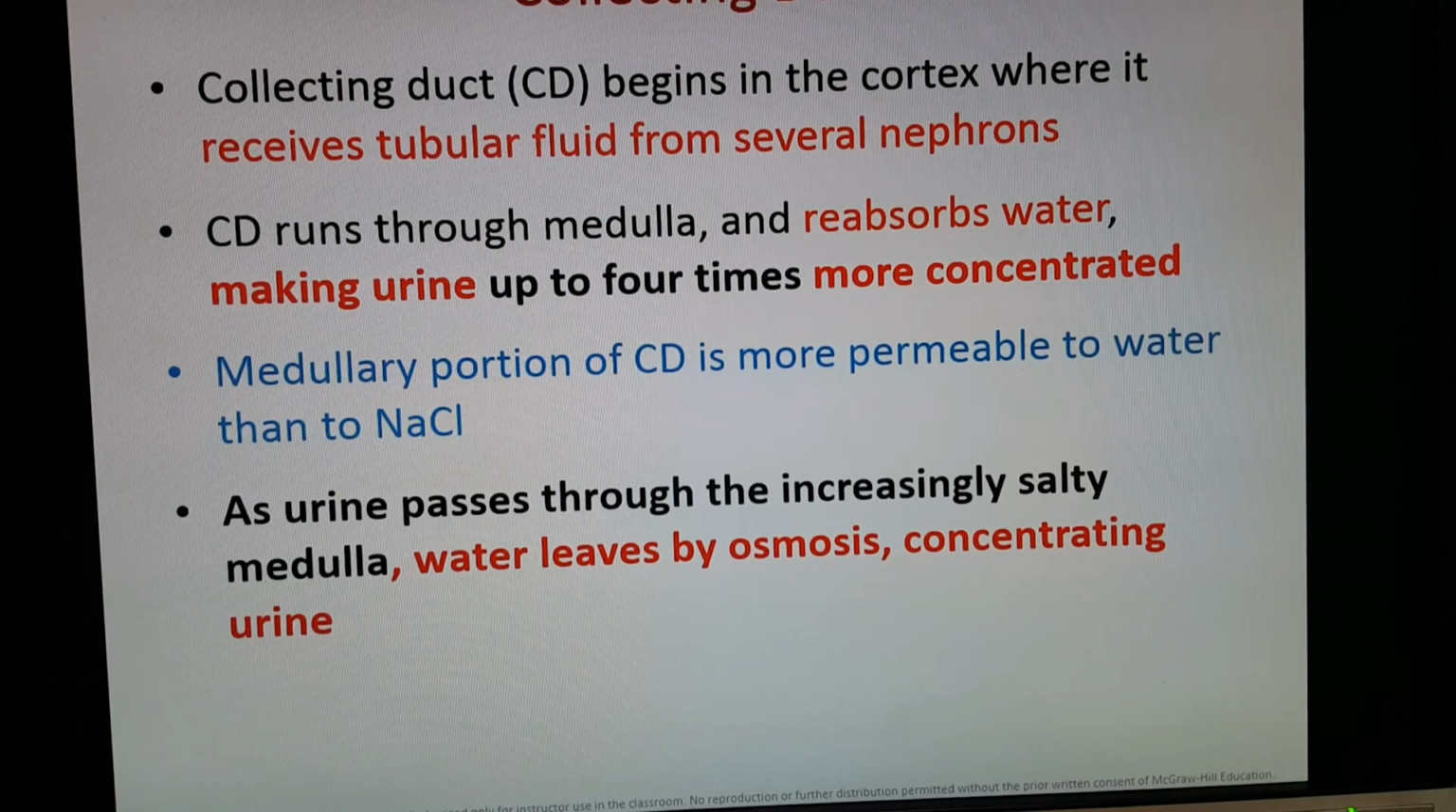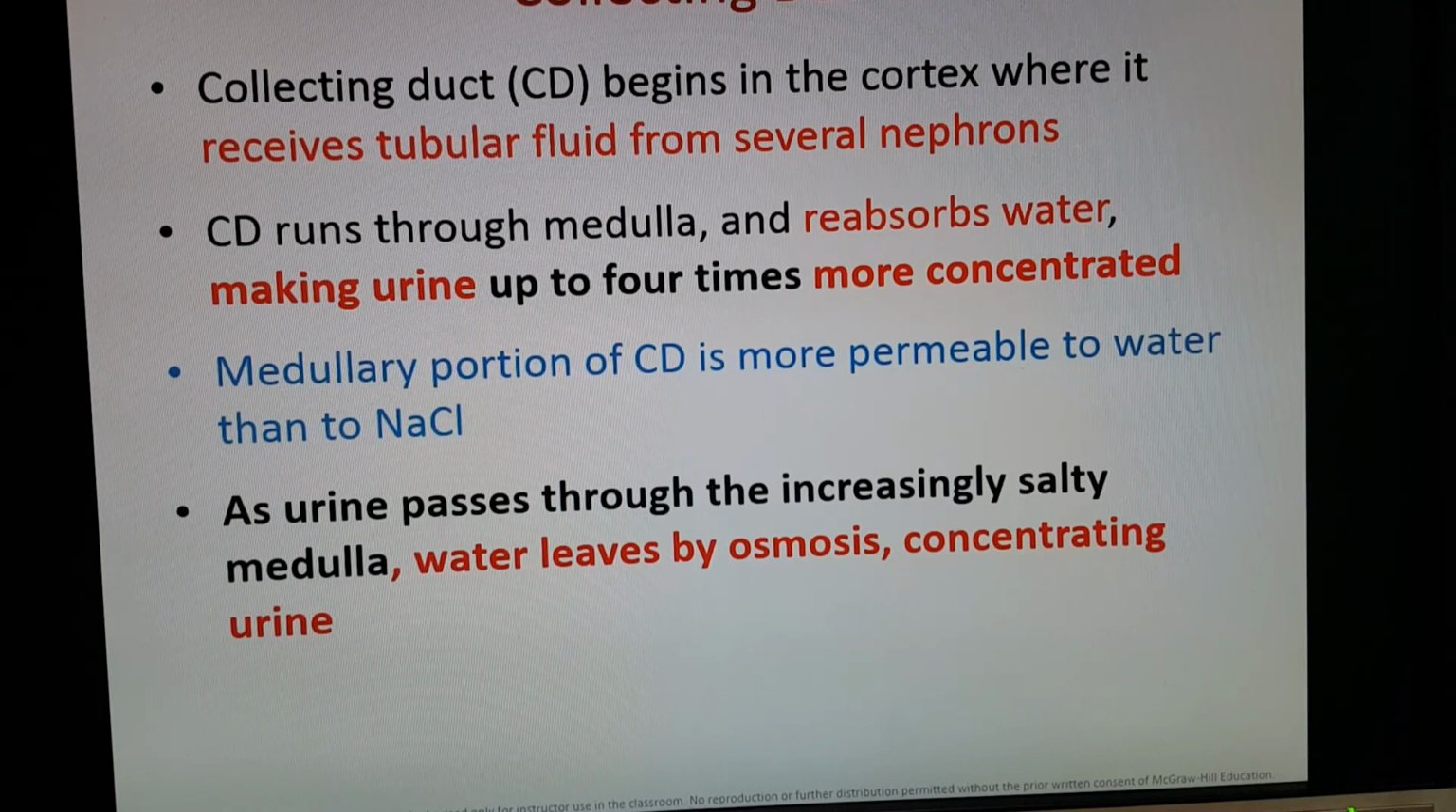So the last step in our tubular system is the collecting duct. It receives tubular fluid from several nephrons. So your nephron starts from the renal corpuscle with the glomerulus where you filter the blood, then moves to the proximal convoluted tubule, nephron loop, distal convoluted tubule, and then enters the collecting duct. So you have multiple nephrons dumping into that one collecting duct.